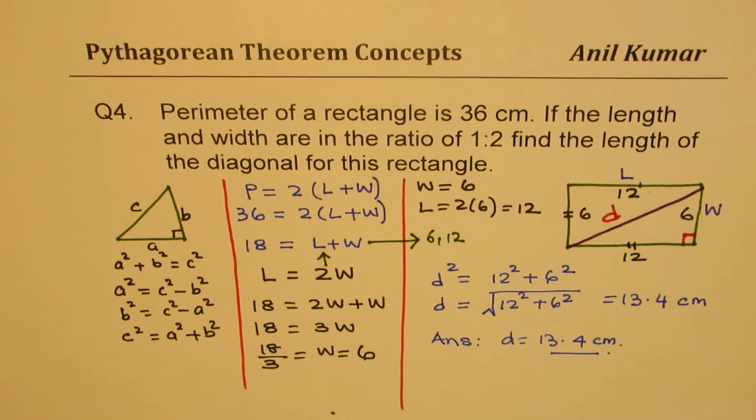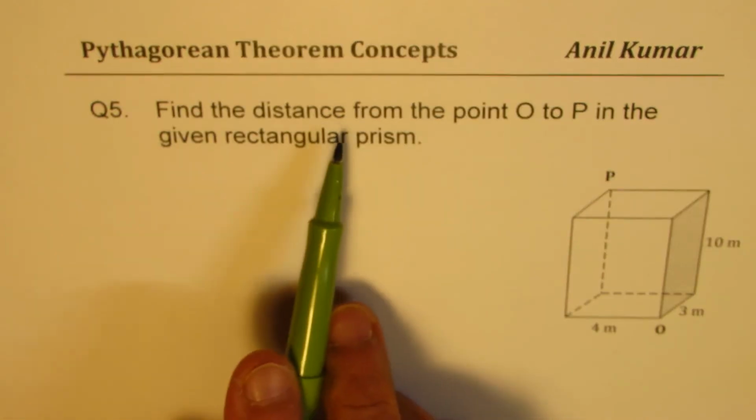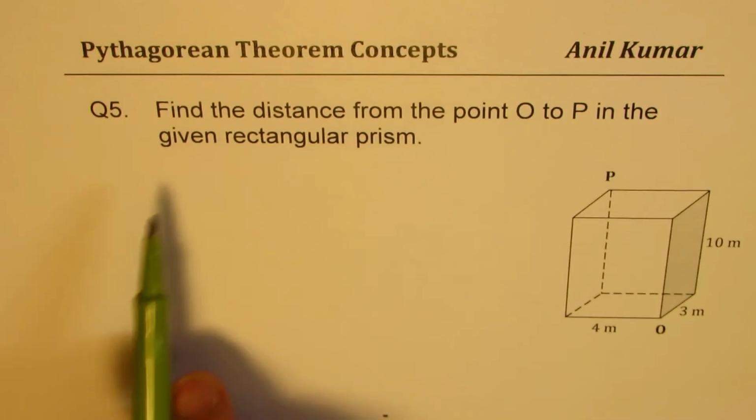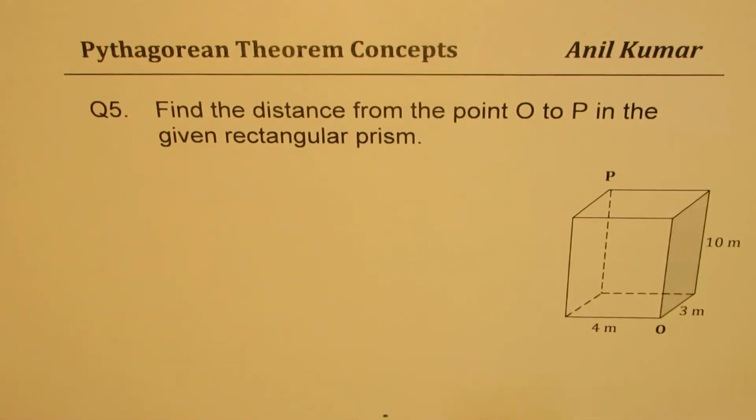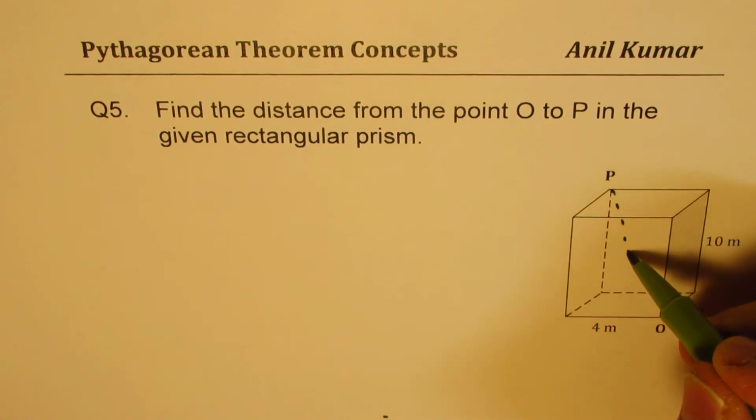Now let's move on and take question number 5. Question number 5 is another challenge question for you. Find the distance from point O to P in the given rectangular prism. So that is the rectangular prism whose sides are 4, 3 and 10. We need to find this distance from O to P, right? So we need to find this distance. How do we get it?